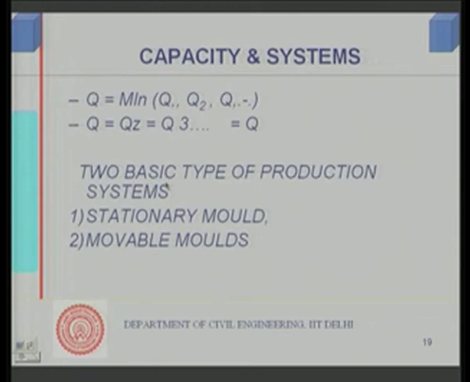The capacity would depend upon several sequential components, for example, mixing capacity, capacity of casting, capacity of hauling concrete, capacity of hauling elements. The overall capacity of the system would depend upon the minimum of all. If Q1, Q2, Q3, etc., are the capacities of each individual component in sequence, the overall capacity will be governed by the minimum. The best situation will be when Q1 equals Q2 equals Q3 and all equal Q. There are 2 types of basic systems: one is called stationary mold, the other is called movable molds.